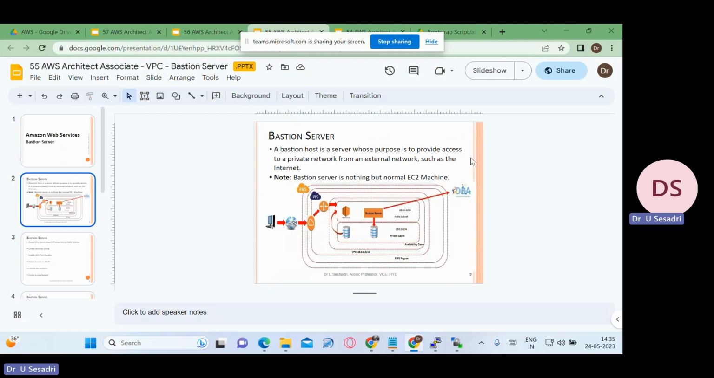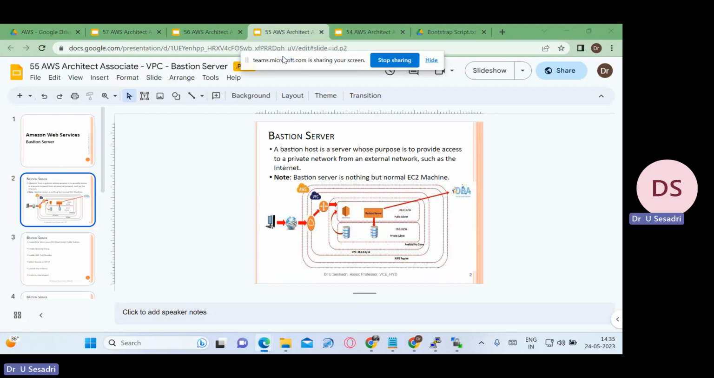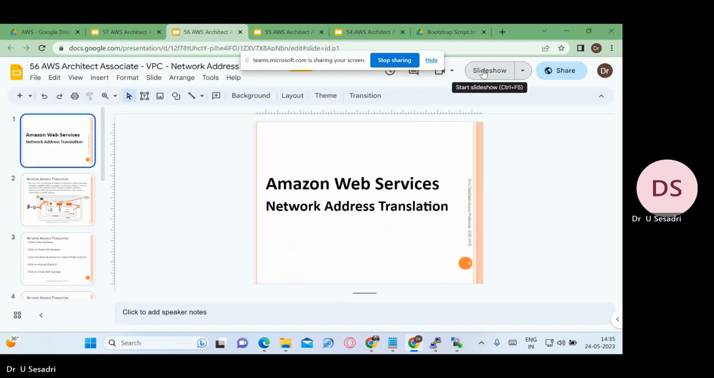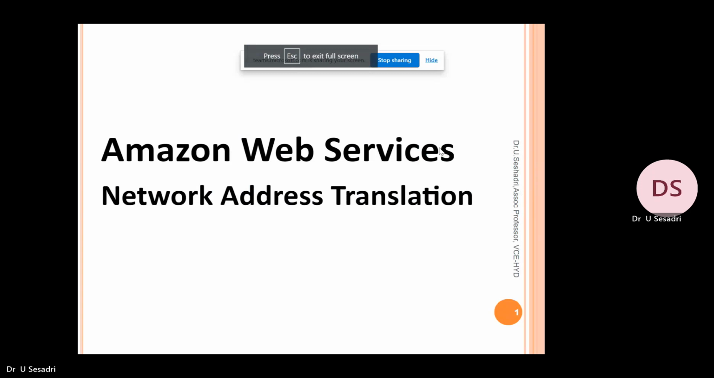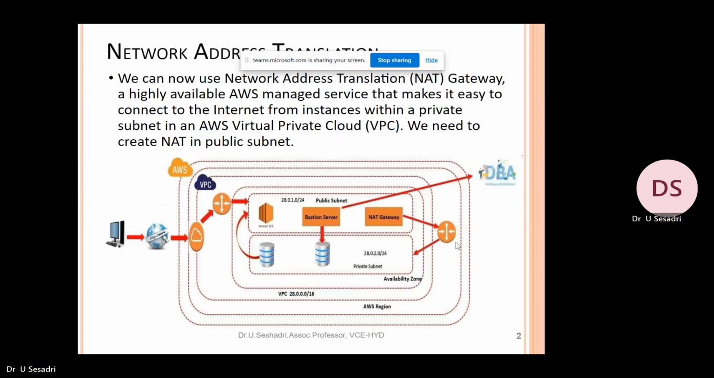For this, we need to create a network address translation, and we connect to it. We can connect the network address translator. See that? The NAT gateway is a highly available AWS managed service that makes it easy to connect to the internet from the instances within the private subnet in an AWS virtual private cloud. We need to create the NAT in the public subnet. That's what I am representing here, NAT gateway. We have to create it, and with that, we are connecting the private subnet.